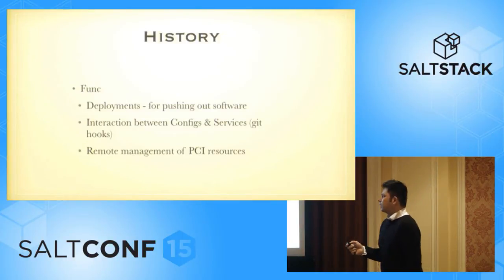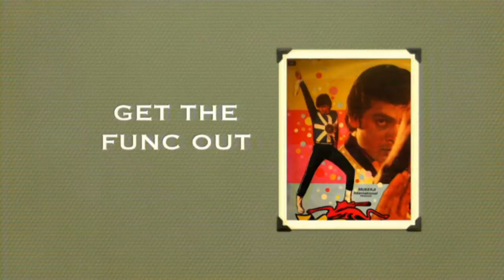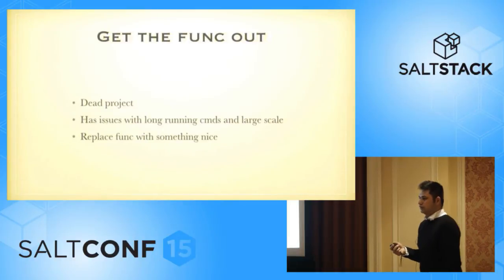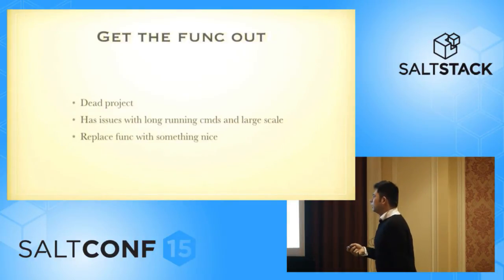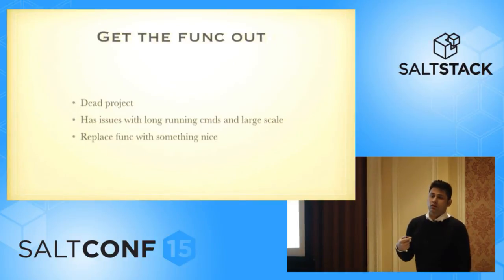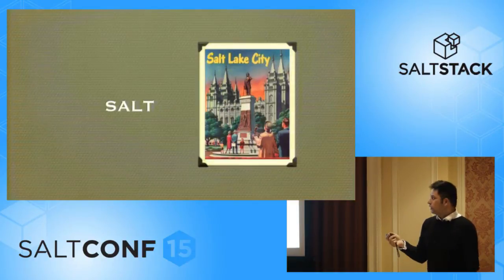Also used for deploying and Git hooks, like I said. And Func was also very good for managing PCI resources, machines you don't have access to, which are behind a closed network and behind a firewall. So my main responsibility was to get Func out, because of certain reasons, which people who have used Func will know. Func is, as we all know, a dead project. It's no longer in development. It has certain issues with running long, large queries. So if you have 5,000 boxes and you want to create a new file on all of them, Func will take 2.5 hours, which is not very nice. So the idea was to replace Func with something nice, and we get here.